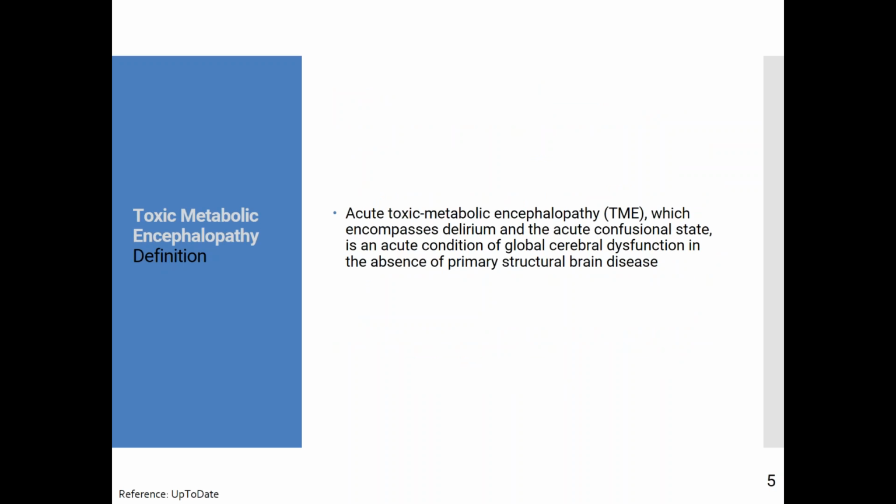Today we're going to really talk about one of the most difficult or controversial queries, toxic metabolic encephalopathy. So let's first start with the definition. It is an acute toxic metabolic encephalopathy, which encompasses delirium and the acute confusional state, an acute condition of global cerebral dysfunction in the absence of primary structural brain disease.